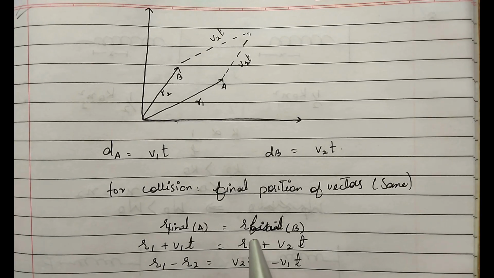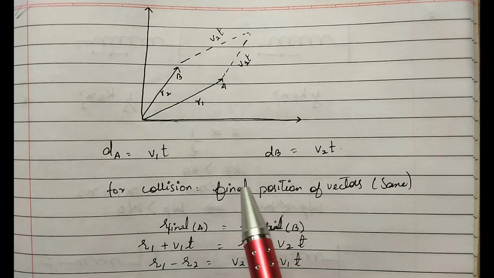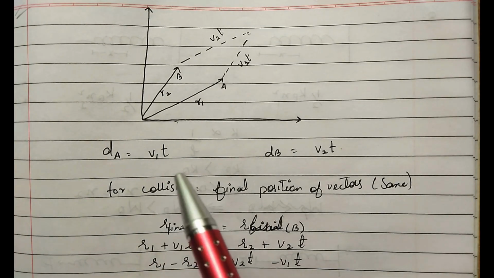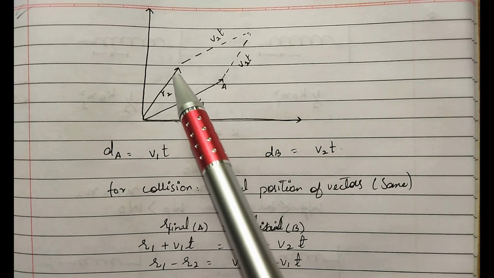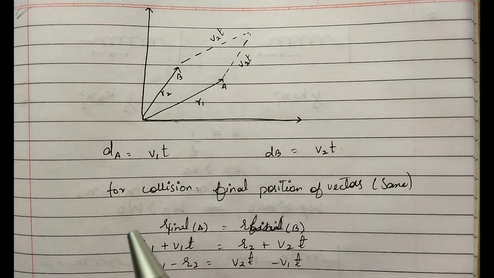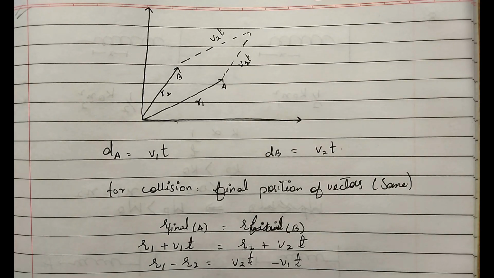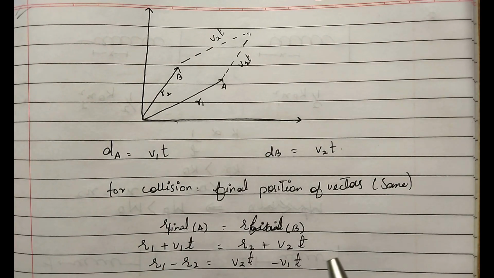And the second one is the final position vector for B. If we talk about B, initially it was r2 units or meters away from the origin, and finally with velocity v2 it covers a certain distance, that is v2t, to reach this final point, same as that of A. So the final position vector for B is going to be equal to r2 plus v2t.